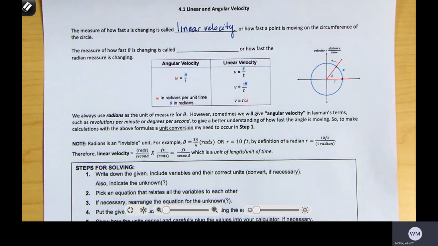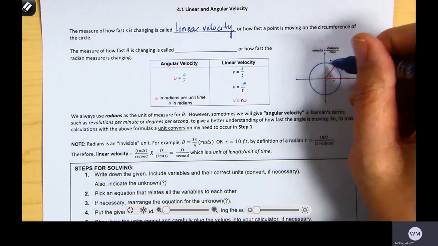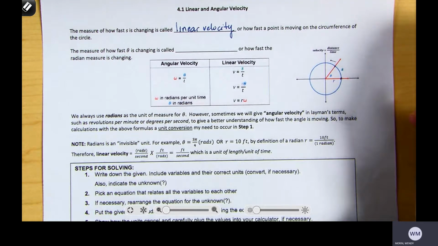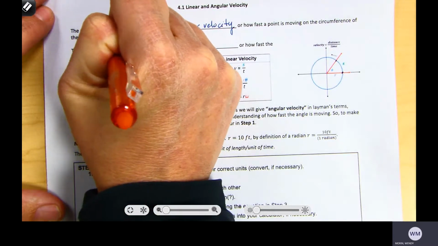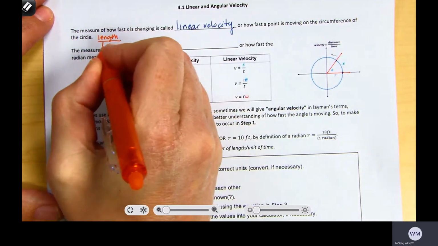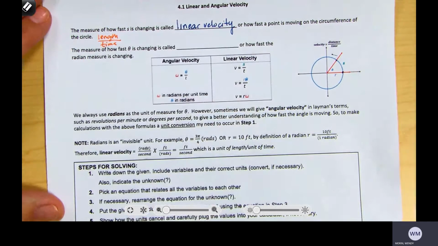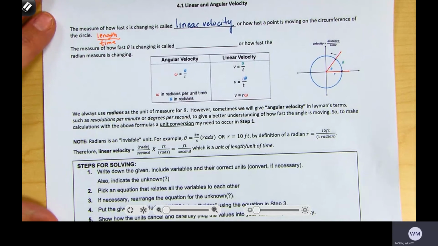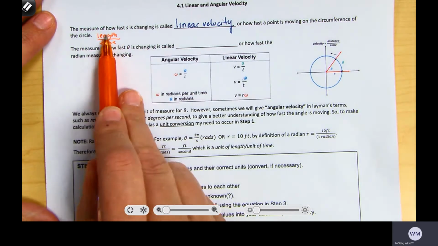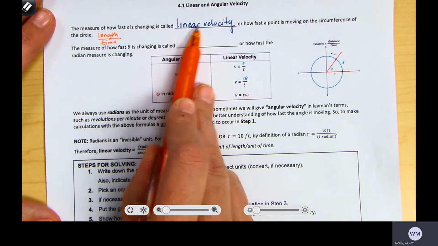Okay, so linear velocity is going to be in some sort of distance over time. And since we're moving around an arc, it is going to be length over time. And that's very important to understand the units for linear velocity. It's going to have some length, feet, inches, miles, over some unit of time, hours, seconds, minutes. They're not always going to tell you this is your linear velocity. They're going to say a point is moving 5 inches per second around a pulley. Because it's inches per second, you need to relate that to the linear velocity.